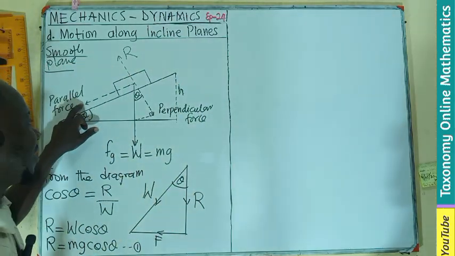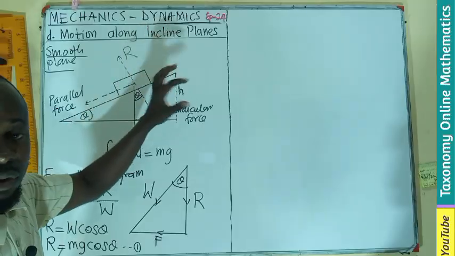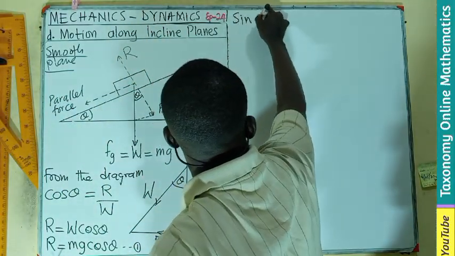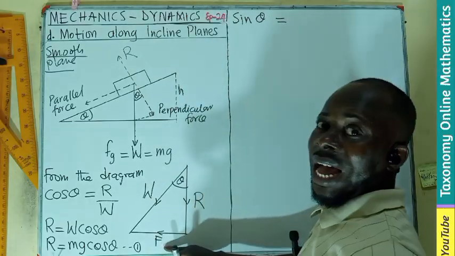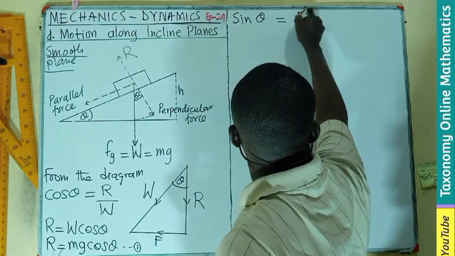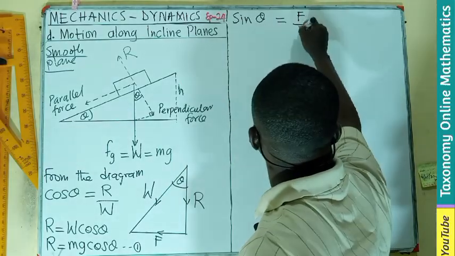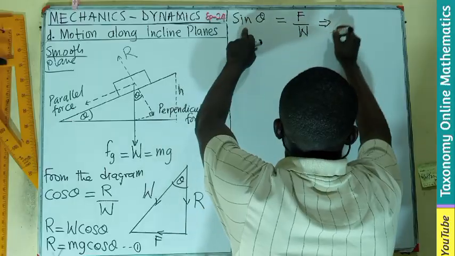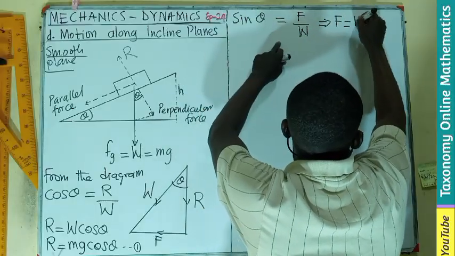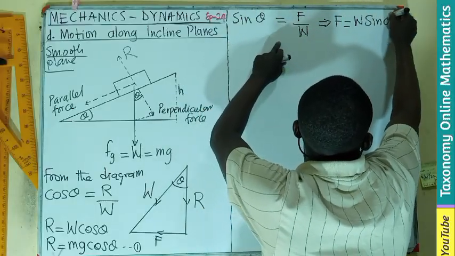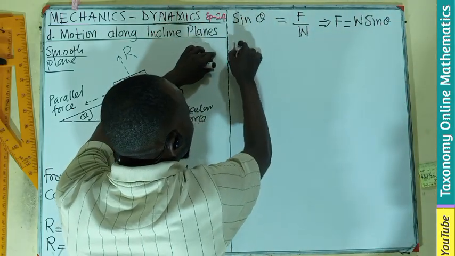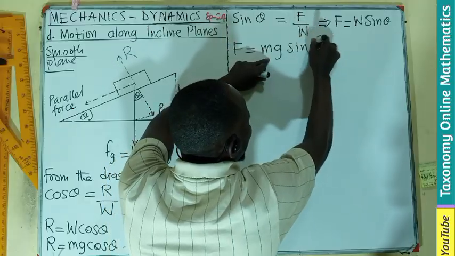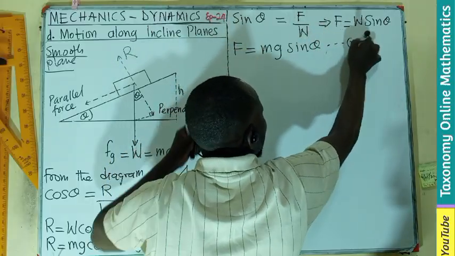So here I'm using the cos to find that normal reaction. And I can also use the sine to find the force parallel to the plane. So what will I do? I can say that the sine of the angle theta equals the opposite side, which is going to be F, divided by the hypotenuse, which is also going to be what? W. So in the same way, if I cross multiply, the force will be equal to W sine what? Theta, which is the same as the force equals mg, for W, then the sine what? Theta, as the second equation.